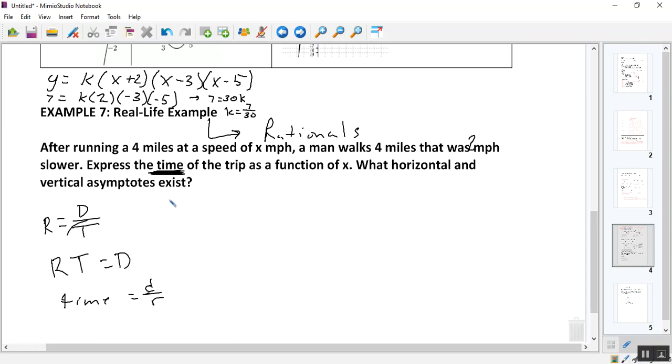Now I have to tell you, in this problem, the man spent time doing what first? He was running. I was running. I just kept on going. I got to one side, turned around, went the other way.